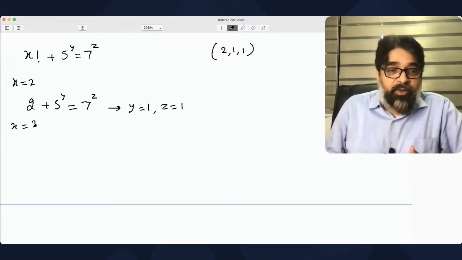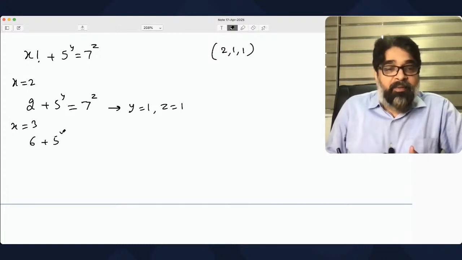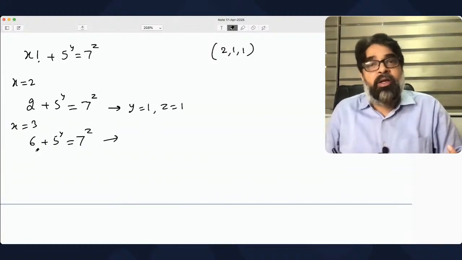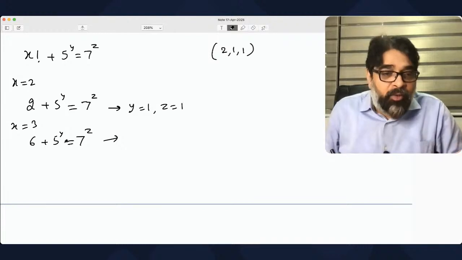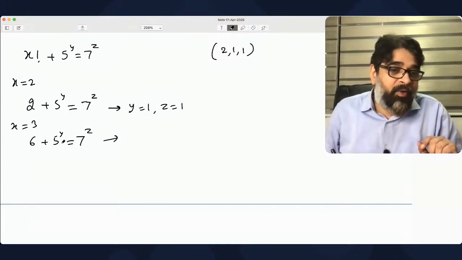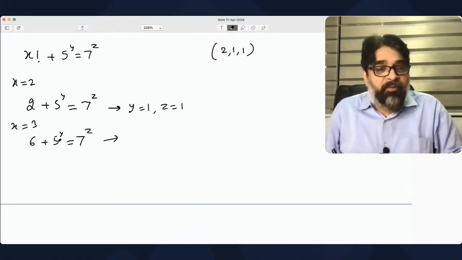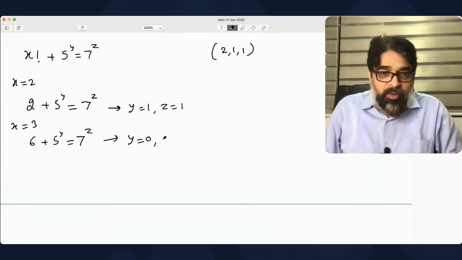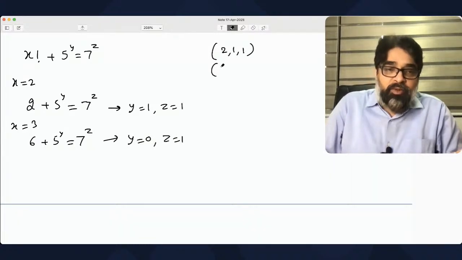Other case, x equal to 3. So 3 factorial will be 6, plus 5 power y equals 7 power z. Think carefully. Because the values are small, we can easily hit and try. So what is the value? y equal to 0. Very simple: 5 power 0 is 1, 6 plus 1 is 7, and z equal to 1. So y equal to 0, z equal to 1. So another solution, (3, 0, 1).